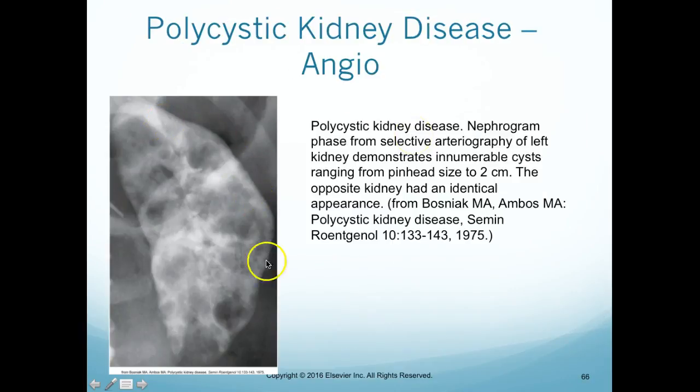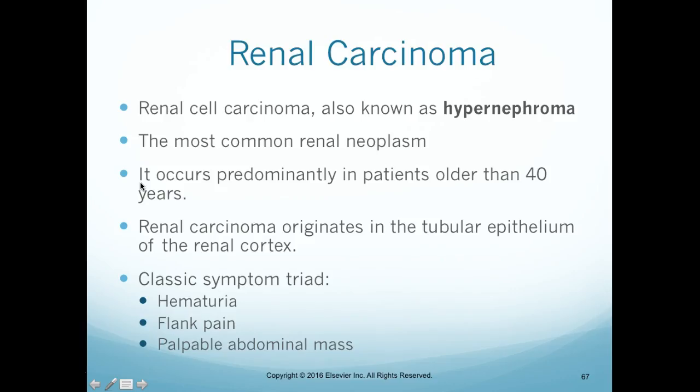And here is an x-ray of polycystic kidneys. So here, all these little black hypodensity areas are cysts. So renal carcinoma, also known as hypernephroma. So the most common renal neoplasm occurs predominantly in patients older than 40.